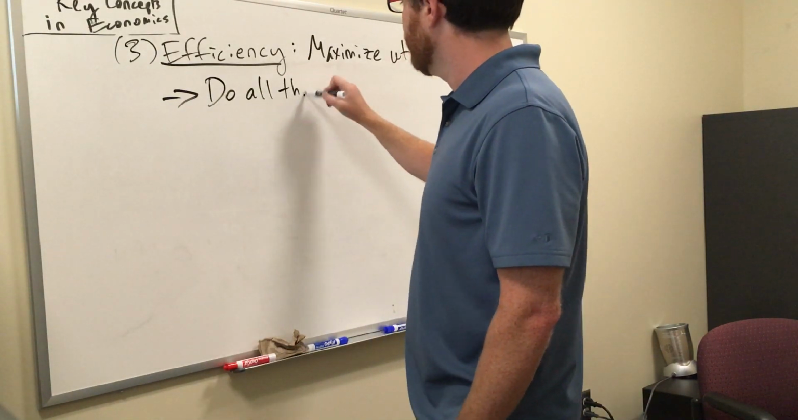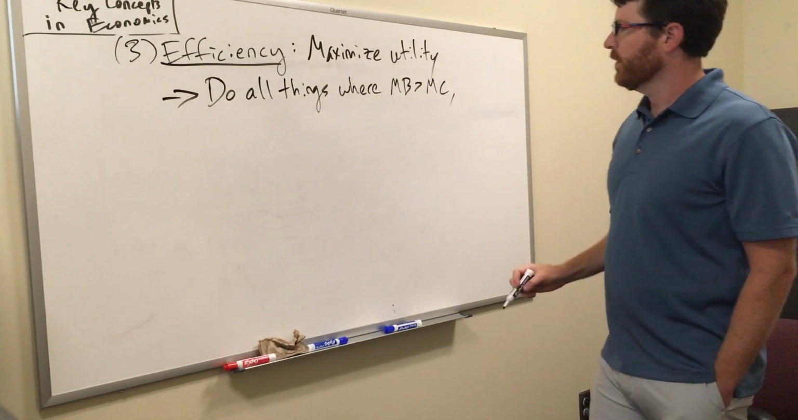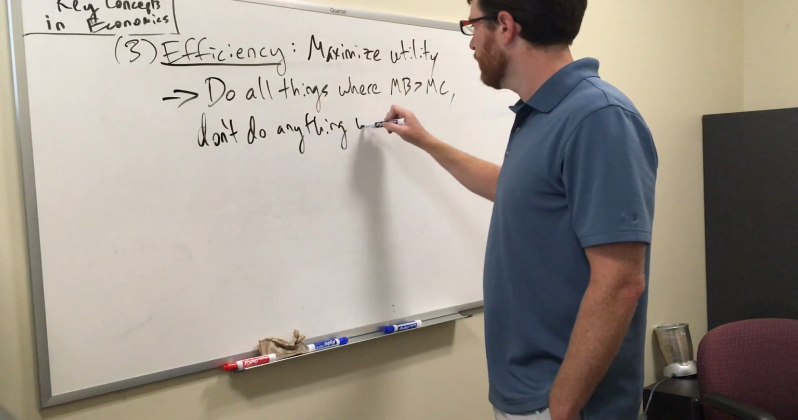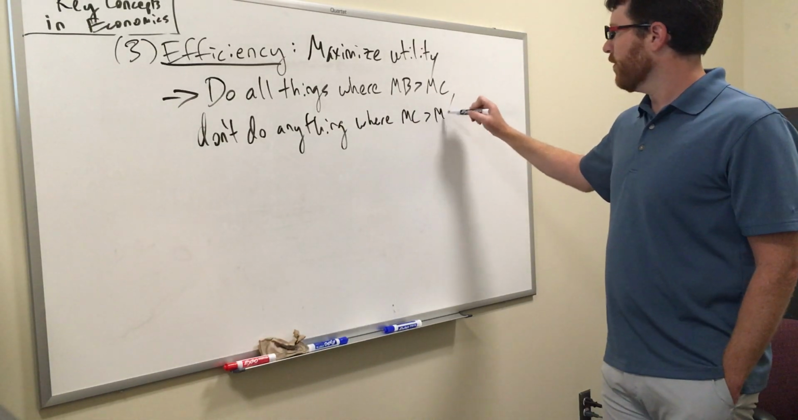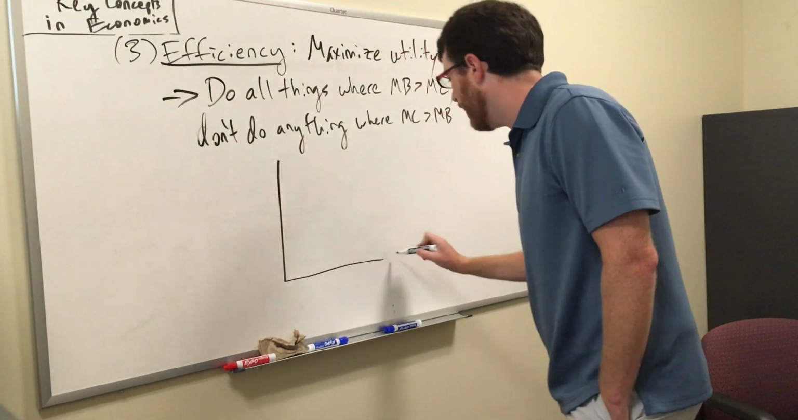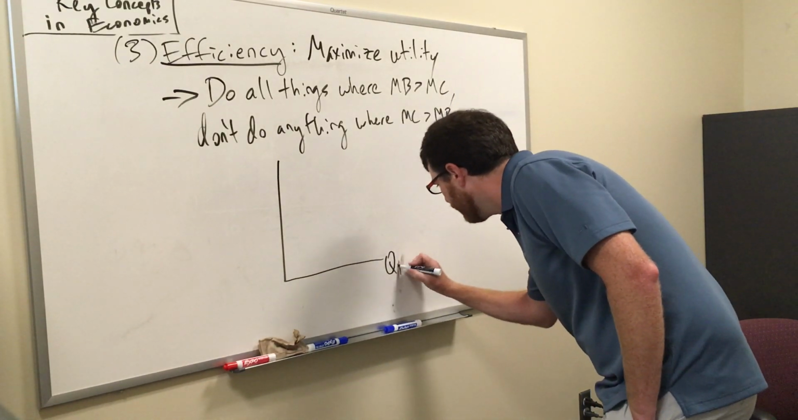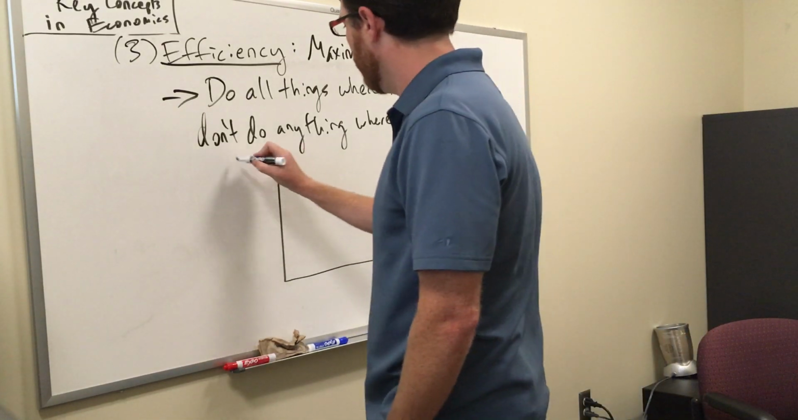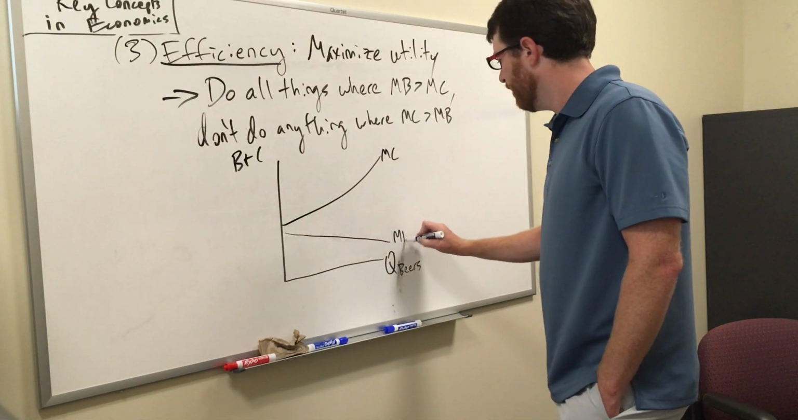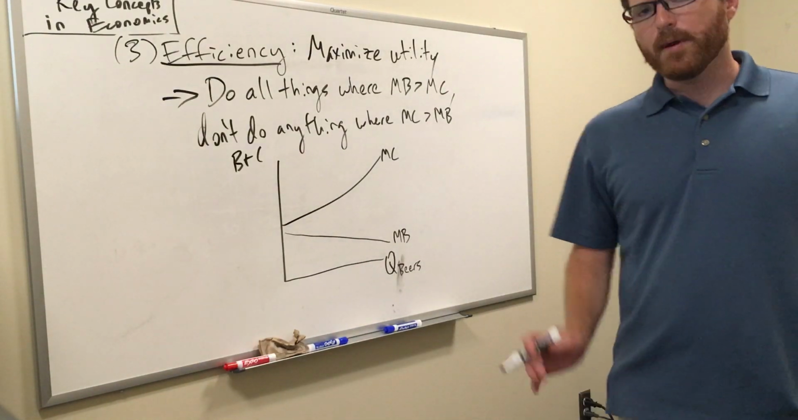So another way to define efficiency is to do all things where the marginal benefits are greater than the marginal cost, and don't do anything where the marginal costs are greater than the marginal benefit. That would be efficient. All right, so thinking about that graph one more time, let me give you a different one here. Let's say this is the quantity of beers consumed, and this is the benefits and costs. Let's say this is marginal costs and this is marginal benefits for this person. So think about it. What should this person do?